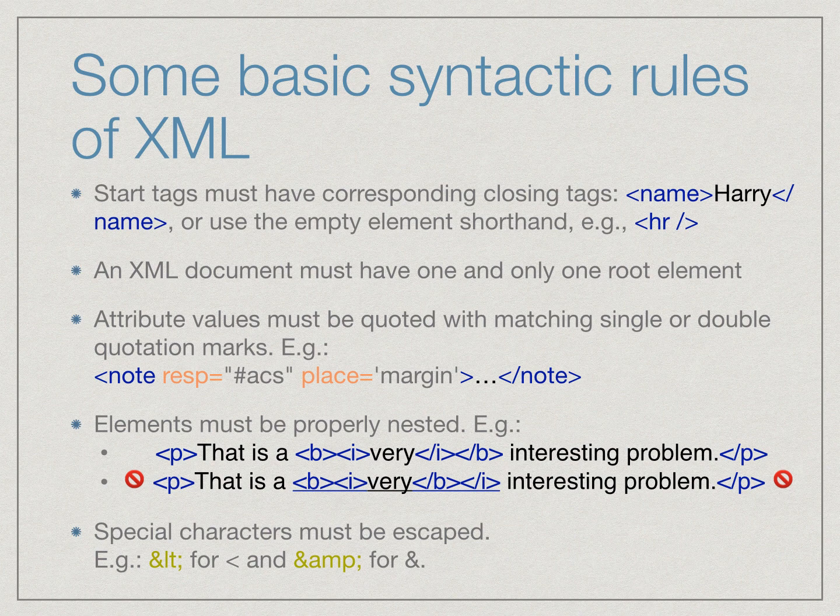In the first example, we have a paragraph with properly nested child elements. In the second example, the elements are not properly nested. The I element starts inside the B element, but its end tag appears outside the B element. This kind of overlap is not allowed. Special characters must be escaped using the &lt; entity for the less than sign and the &amp; entity for the ampersand.